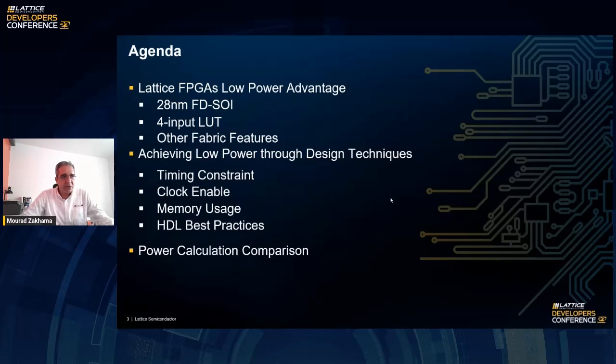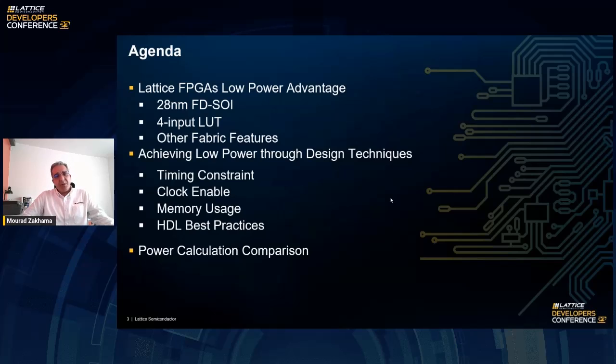Let's get started. The agenda for today has 3 sections. We're going to start with the Lattice FPGA low power advantage, the intrinsic or organic low power that is available in Lattice FPGAs and why. We're going to cover mainly the 28 nanometer FD-SOI technology, the 4 input lookup table used in the Lattice architecture, and other fabric features that make the FPGAs lower power, up to 75% lower power than competitive devices.